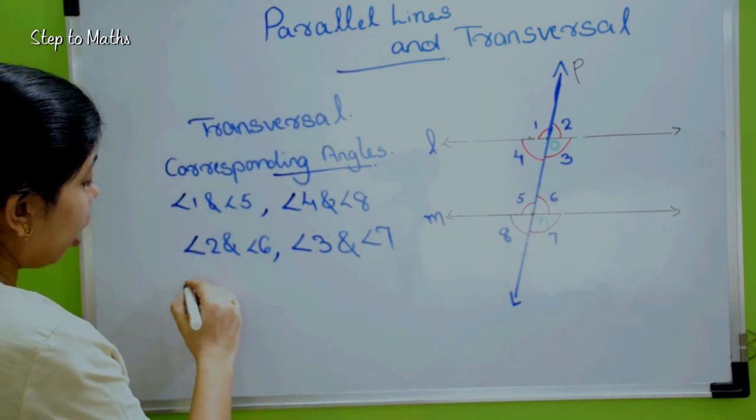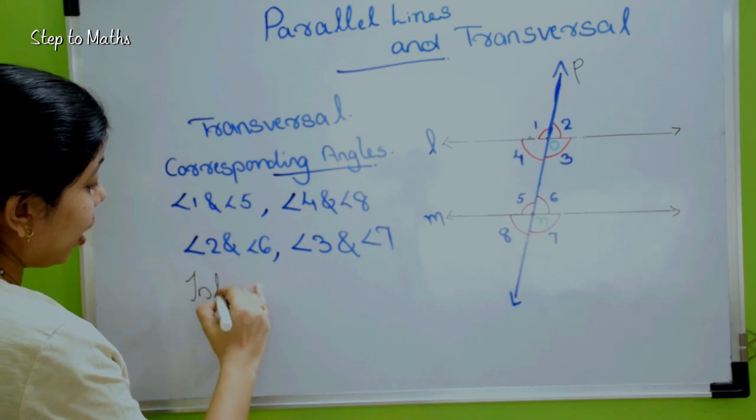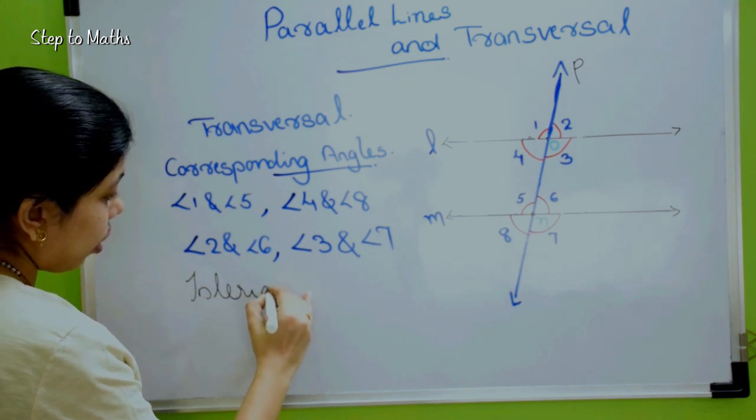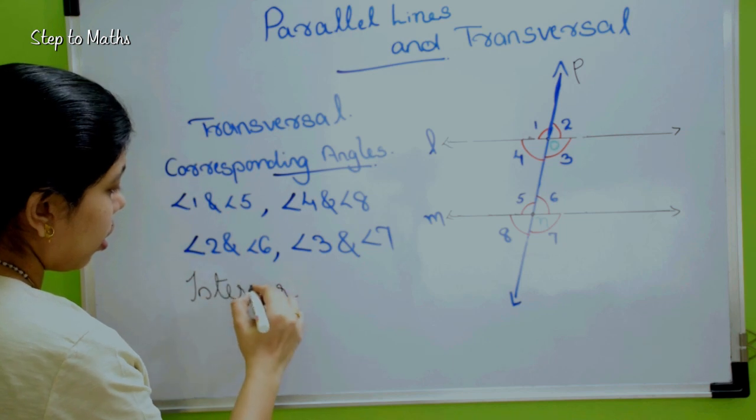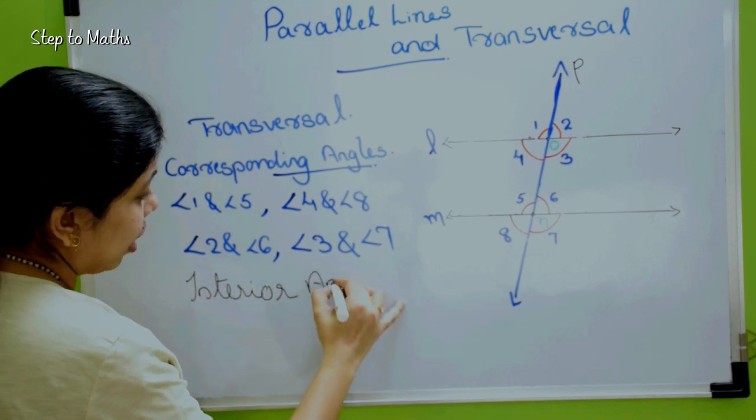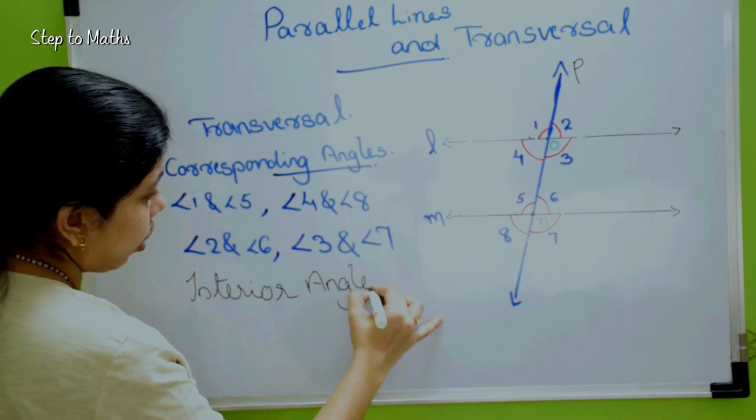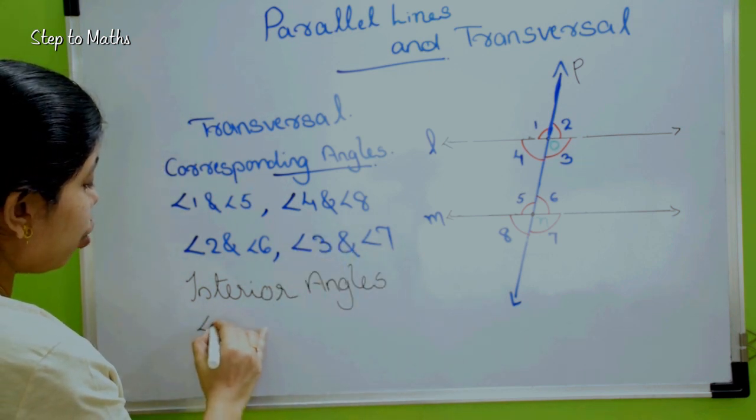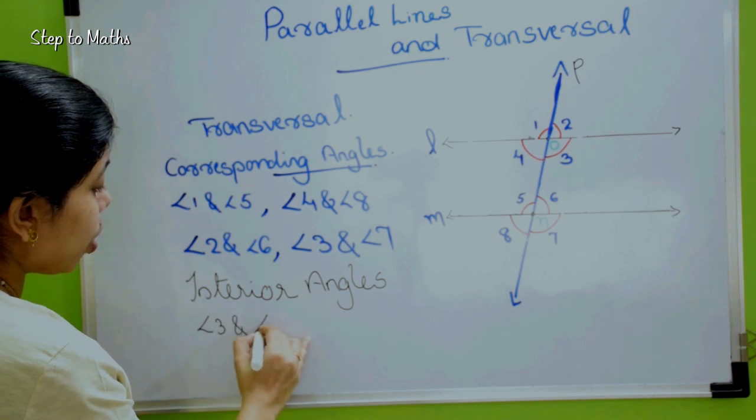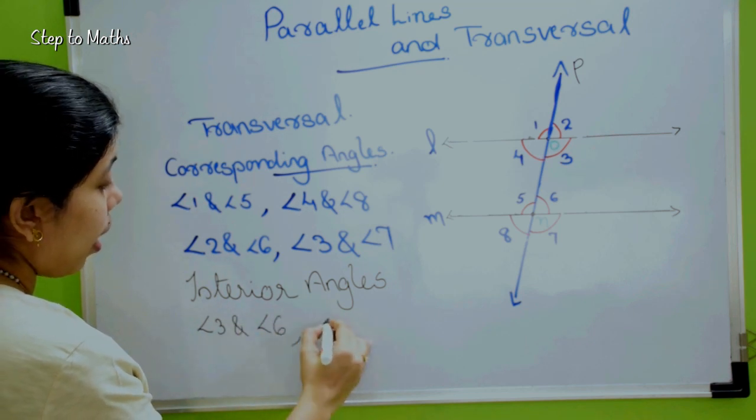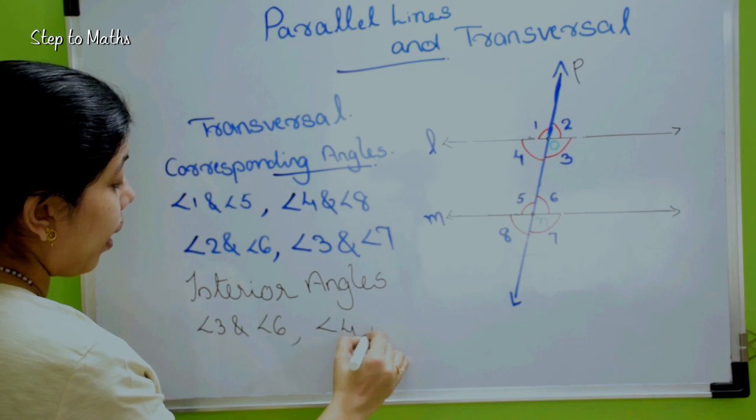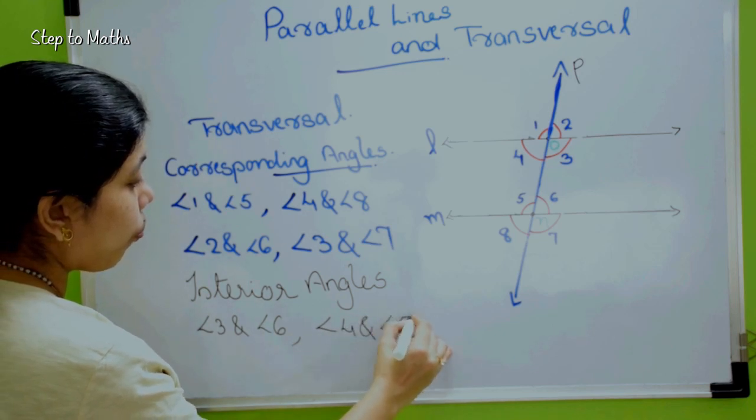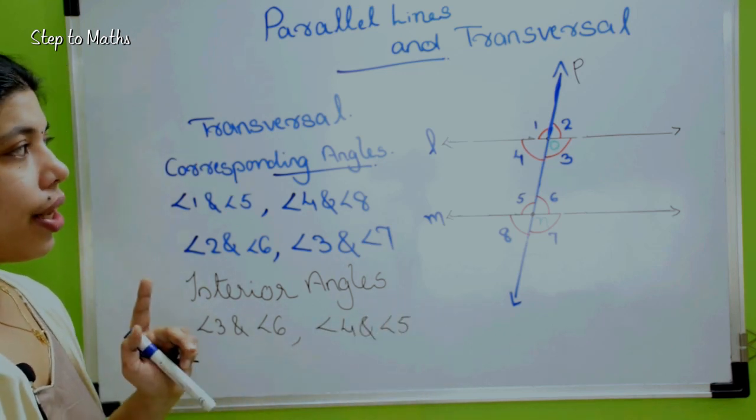Angles inside the lines on the same side of the transversal are known as interior angles. So, the second type is interior angles. Angle 3 and angle 6, angle 4 and angle 5 are interior angles.